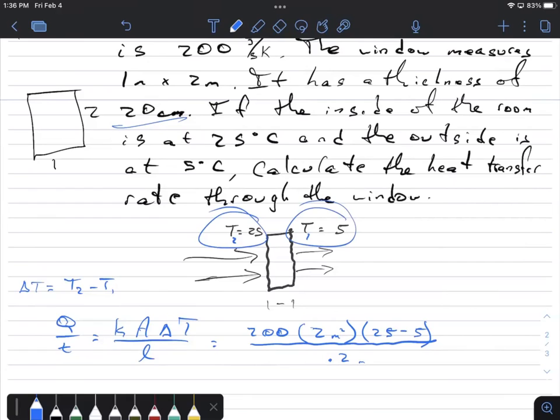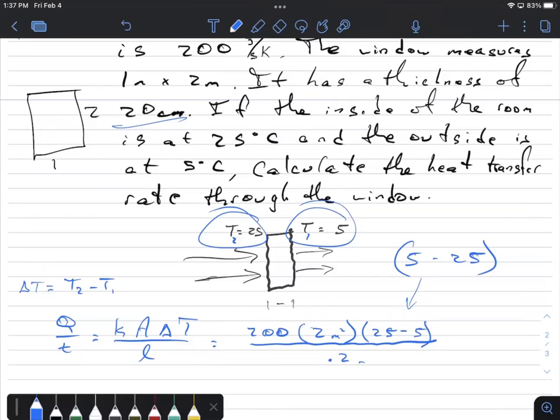In this case, of course, I could have called the inside temperature T1. It's just a name. It doesn't matter what you call it. But the reason I'm labeling it this way is because notice what would happen if I labeled it the other way. It would be 5 minus 25 instead. Well, 5 minus 25 is a negative number. So the answer I would be getting is going to be a negative answer. But what I'm asking for is the heat transfer rate. A certain amount of heat is going to flow per second. It doesn't make sense to have a negative transfer rate.